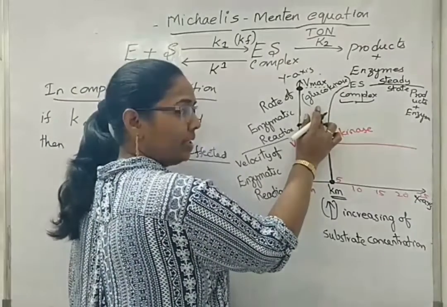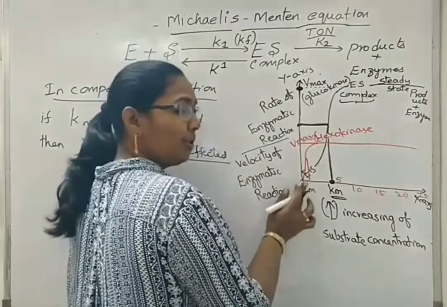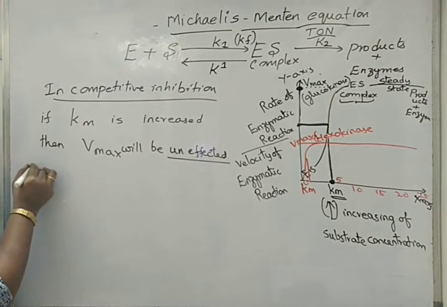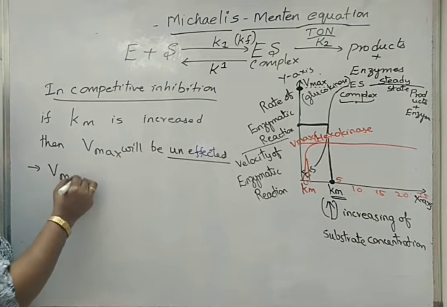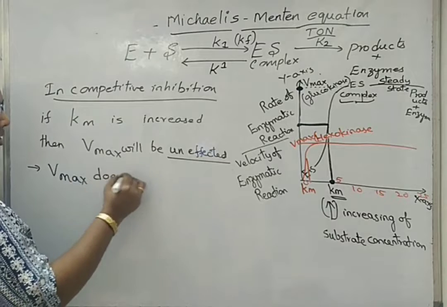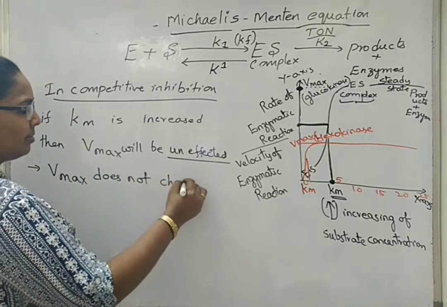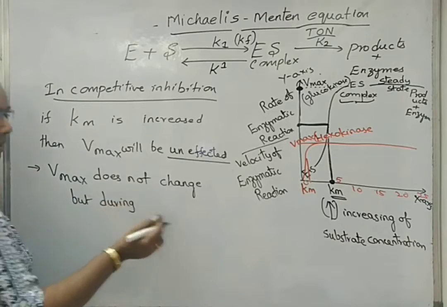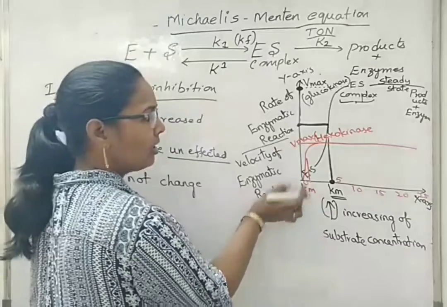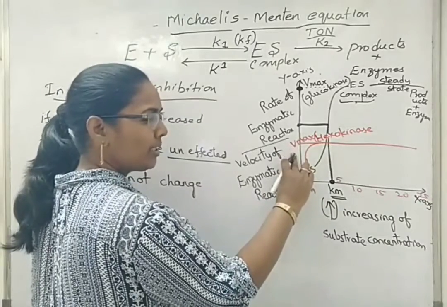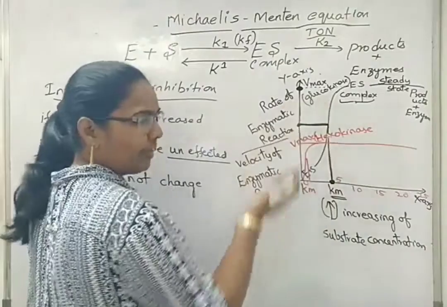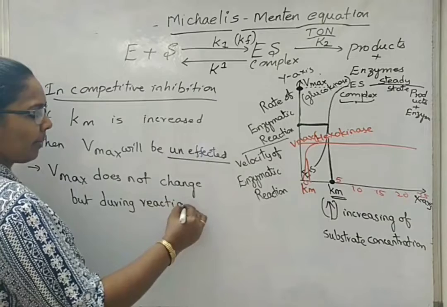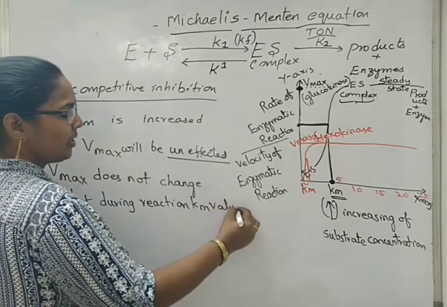Vmax can never be changed after completion of reaction, but during the reaction, Km value can be changed. That point I am going to write here. Vmax does not change, but during a reaction, Km value can be changed because only up to here 50% of the active sites are occupied. Still there are some more active sites. So Km value can be increased or it can be changed. But during a reaction, Km value can be changed.